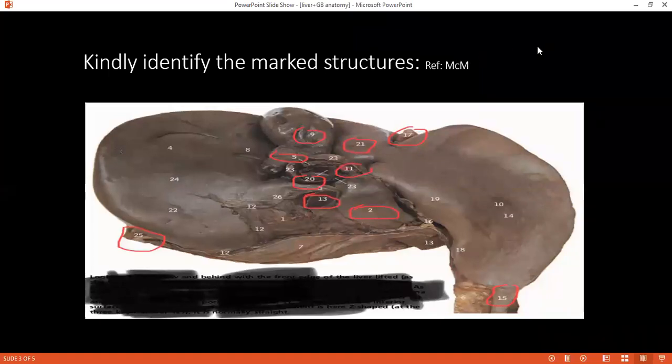Can you tell me the development of the liver? Sorry, ma'am. Development of the liver. Yes, ma'am. The liver is developed during the 3rd and 4th week in utero. It develops from the ventral... Yes, it develops from the distal foregut.